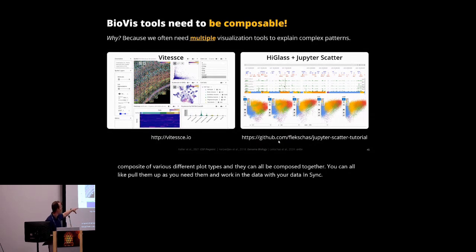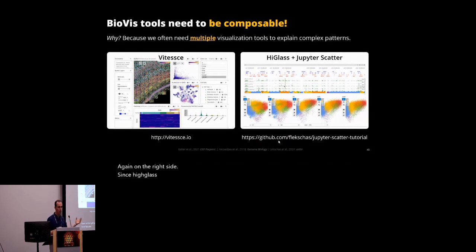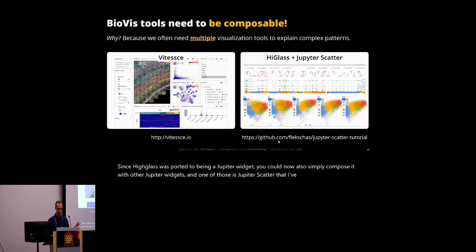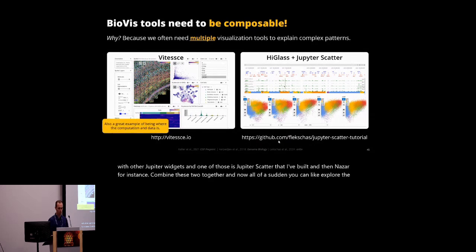Again, on the right side, since HiGlass was ported to being a Jupyter widget, you could now also simply compose it with other Jupyter widgets. And one of those is Jupyter Scatter that I've built. And then Nazar, for instance, combined these two together. And now all of a sudden you can explore the genome in a different manner.